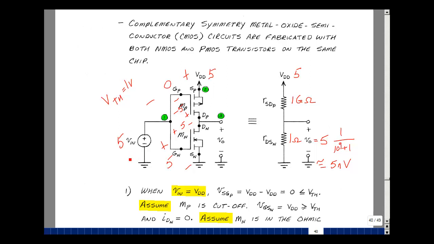Let's take a look at the next case where we're going to take the input and make it low and then find out what the output is. For me to do that, let me erase all this stuff here.